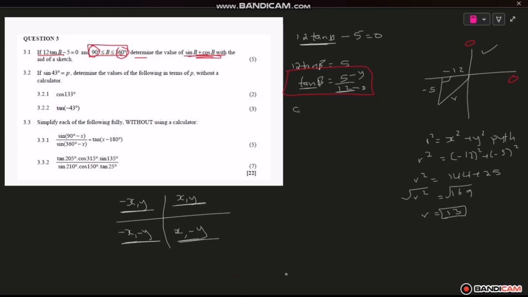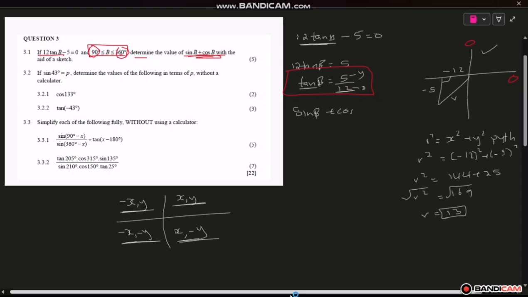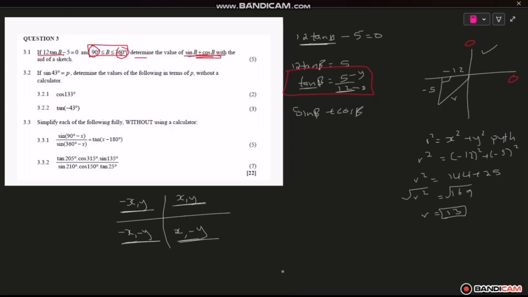Let's try to solve. We wanted to solve sine beta plus cos beta, not theta but beta. Therefore, what is sine beta? It's y over r. Y is negative 5 over 13 plus negative 12 over 13. Therefore, you can simplify it further by getting rid of the brackets. It's going to be negative 5 over 13 minus 12 over 13. Therefore, you can take one denominator, then you subtract the numerators. The numerator is going to be negative 17 over 13. That's our answer.